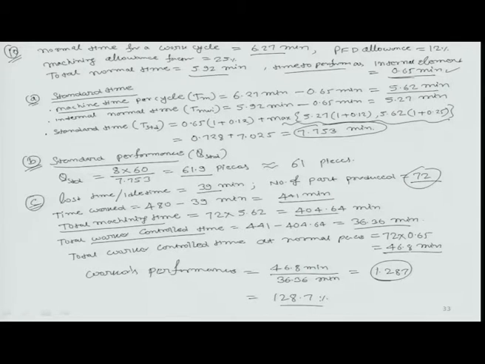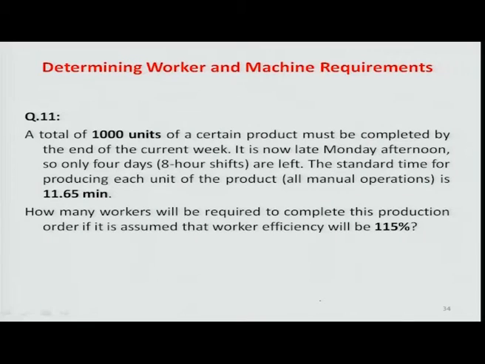Okay. Now this is the third case we will solve, that is, determining worker and machine requirements. What are the requirements? This is a different category of problem. In this example, the problem says a total of 1000 units of a certain product must be completed by the end of the current week. It is now late Monday afternoon, so only 4 days of 8-hour shifts are left.